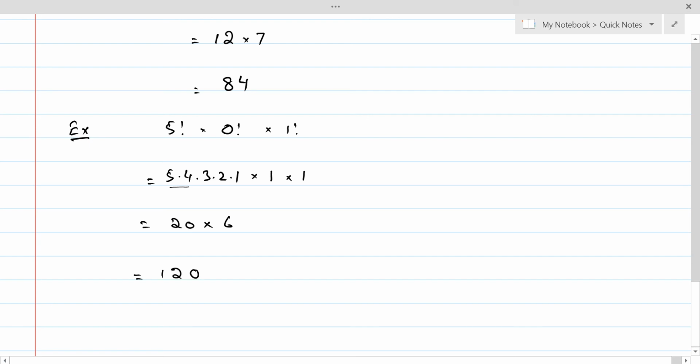So this is all about factorials till now. That's how you can convert factorials and simplify factorials.